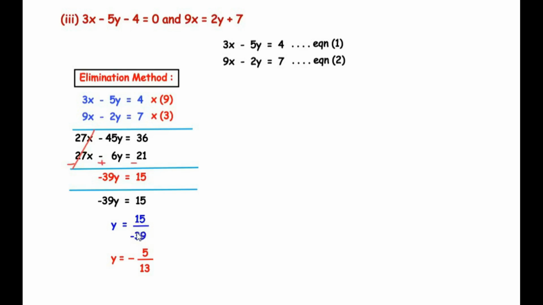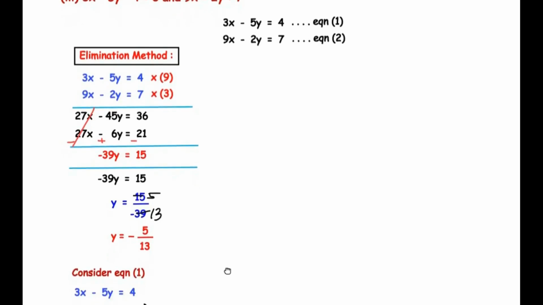Now 15 and 39 go in the table of 3. That is 3 5 times is 15 and 3 13 times is 39. So we get the value of y as minus 5 over 13. Now once we get the value of y, let us use equation 1 to find out the value of x.